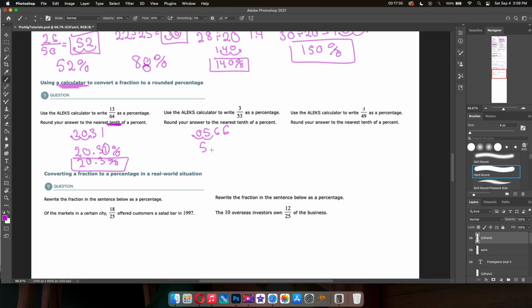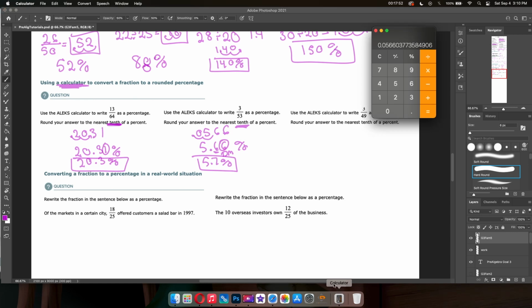Next up, move it over 1, 2 spaces. So that's 5.66%, but we're rounding to the nearest tenth. There's my tenths place. There's my decision maker. So that makes me round up, and it will be 5.7%. I did not give myself enough space.